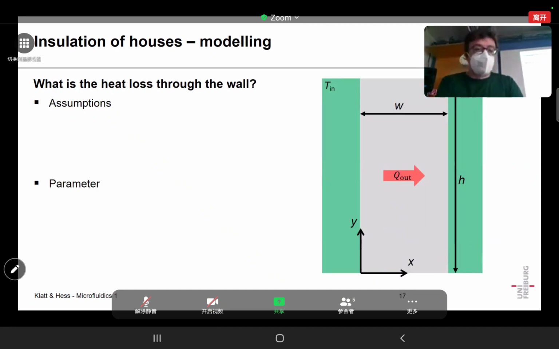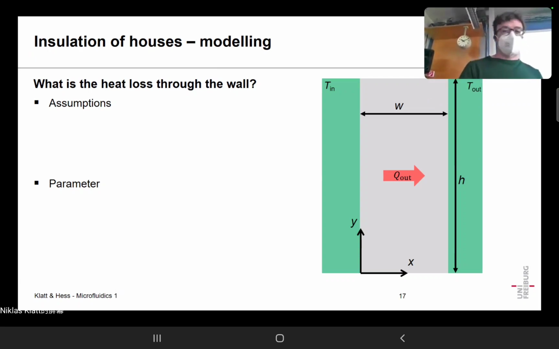And to start with, I prepared a little picture on the right-hand side. So what you can see is a wall, and there's an inner side here on the left-hand side, and there's an outer side on the right-hand side. And what we want to calculate now is the heat flow from the left, so from the inner to the outer side. And to do so, we need to introduce parameters, which we require to describe our problem.